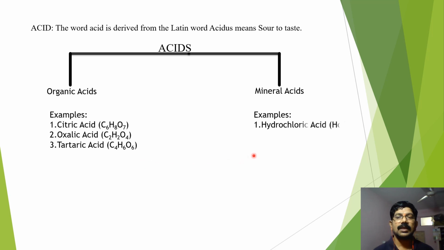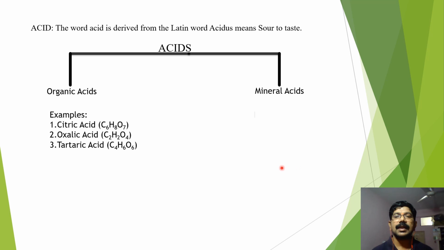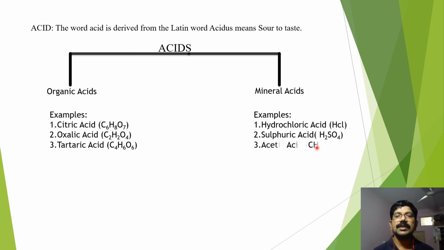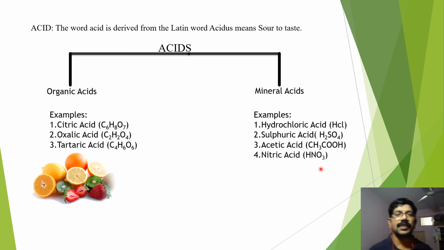Next, for mineral acids: hydrochloric acid, HCl. Second one is sulfuric acid. Third one, acetic acid, CH3COOH. Next, nitric acid, HNO3. These are all the mineral acids. There are so many examples for mineral acids, but a few examples I am giving here: hydrochloric acid, sulfuric acid, acetic acid, nitric acid and phosphoric acid.